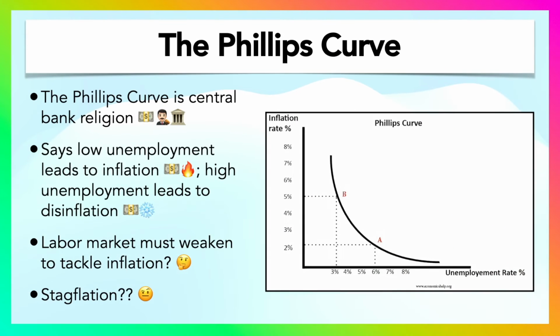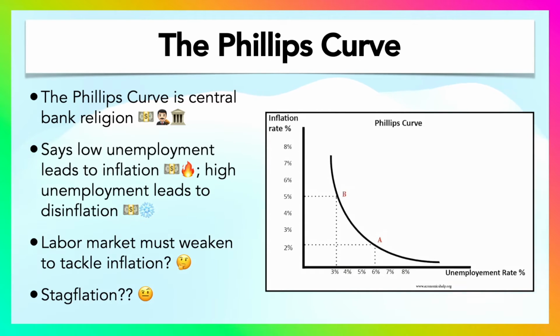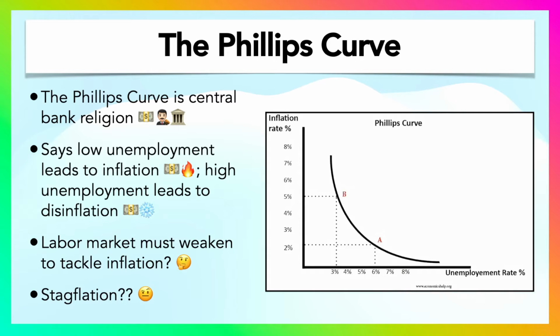All right, let's talk about unemployment versus inflation, and more specifically, the Phillips Curve, which is central bank religion. It basically just says that low unemployment leads to inflation and high unemployment leads to disinflation. Which in turn would suggest that the labor market must weaken to tackle inflation. But then it has no explanation for stagflation. So let's get into this and break it down one by one.